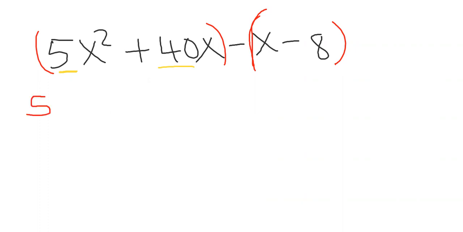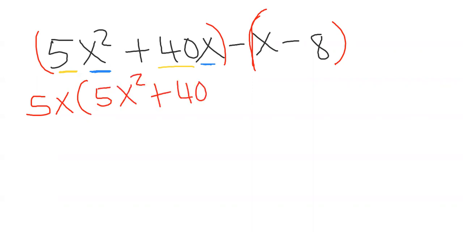And then we have a variable x here and a variable x there. So we have variable x appearing in both our terms, which means variable x has to go outside the brackets as well. Then from there, we take everything that is inside the brackets, 5x squared plus 40x, and we divide it by what is outside the brackets.